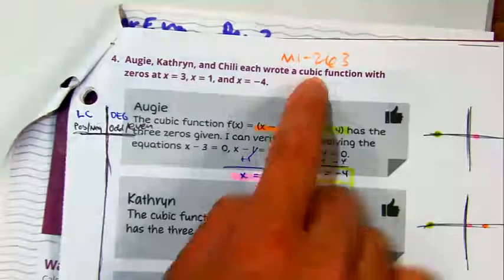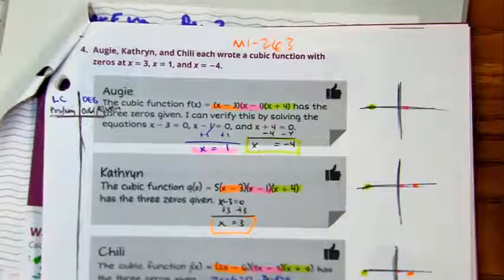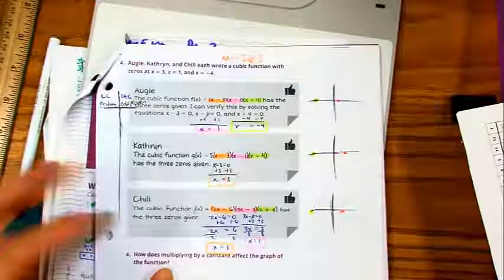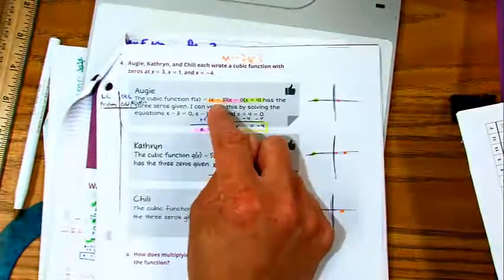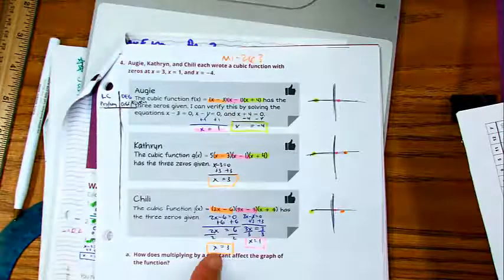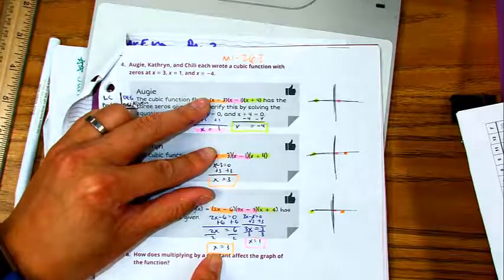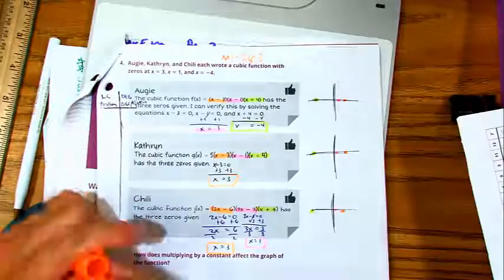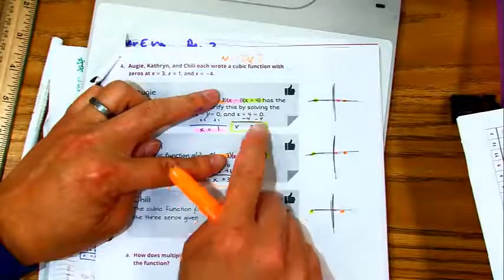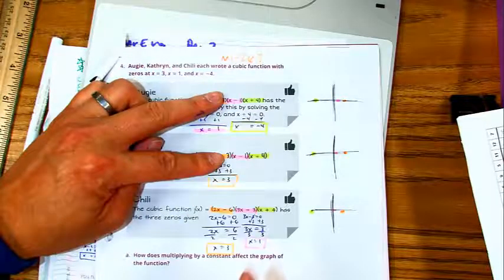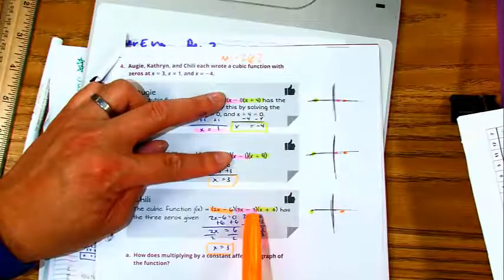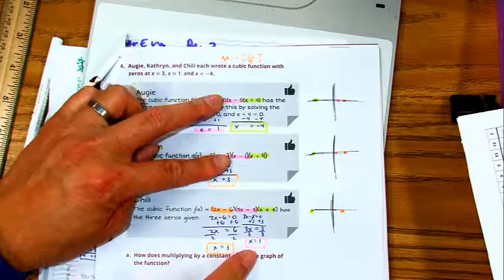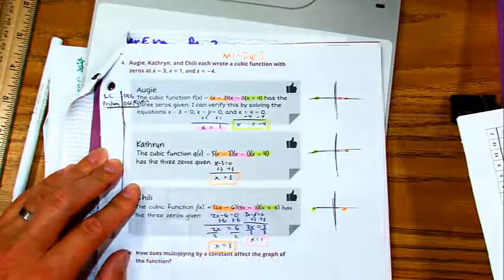Augie, Kathryn, and Chili each wrote a cubic function with the zeros 3, 1, and -4. And we showed that basically all of the oranges are the same. They produce an x-intercept at 3. And then we also showed that setting those equal to 0, the fancy word is zero product rule, all of the x minus 1s turn into x equals 1, the pinks. And then we also had the yellows, those turn into -4.